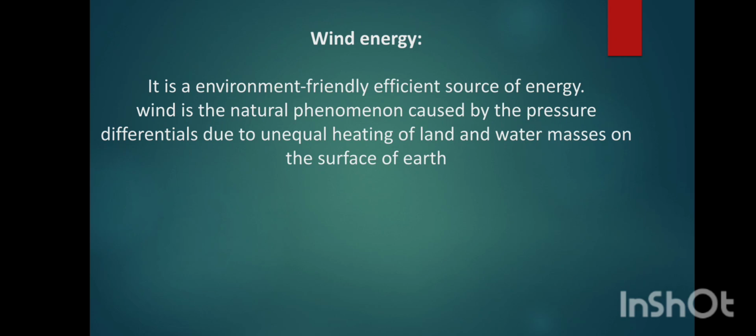Before moving to the wind energy, we should know how this wind is produced. We all know this wind is a natural phenomenon which is caused due to the pressure differential due to unequal heating of land and water mass on the surface of the earth. It means a very simple thing: wind is obtained due to unequal heating of land and water bodies on the surface of the earth.